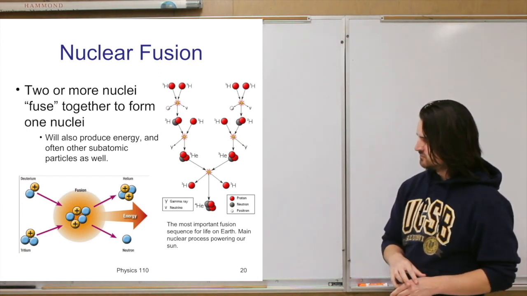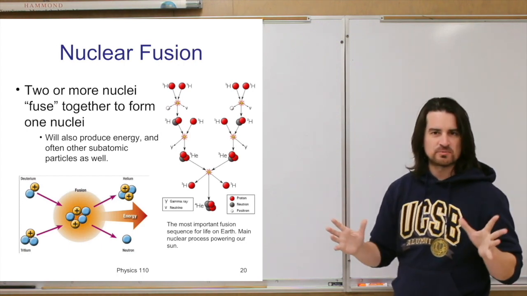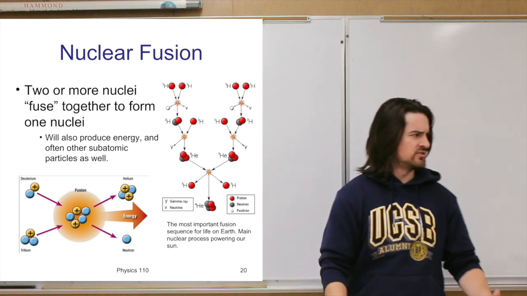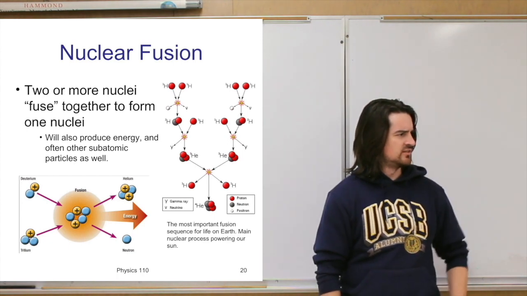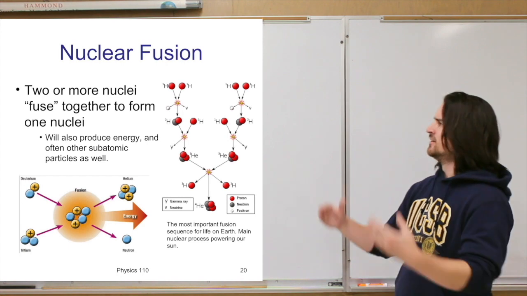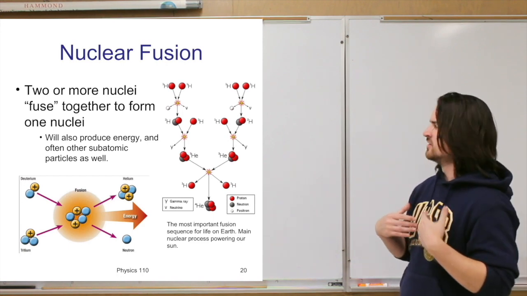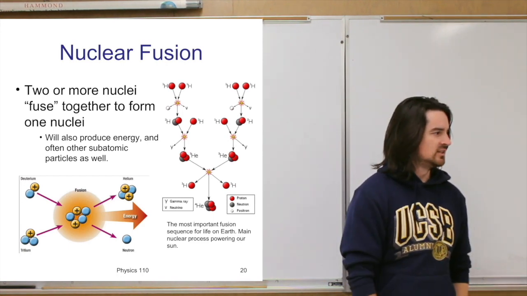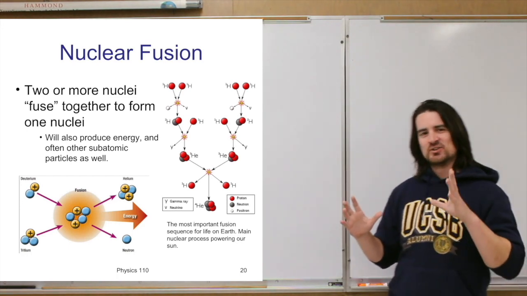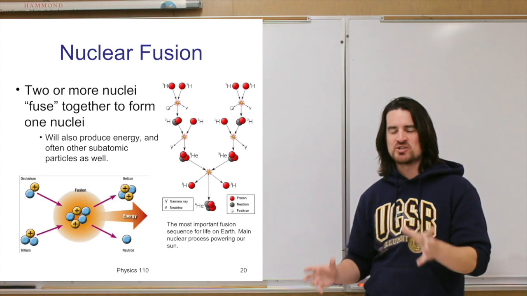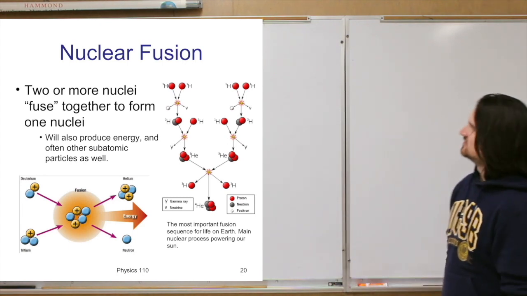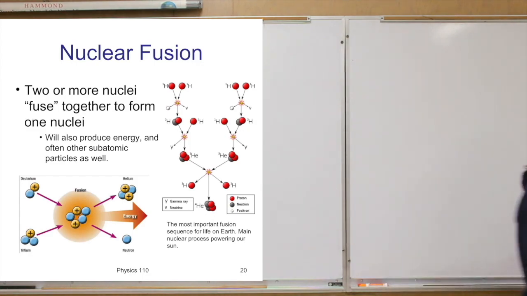So fusion is an essential process for life to exist on Earth. Most life, I guess, though there are deep sea vents where there's life that doesn't really rely on the sun. But for us, and for most life on Earth, we need this process. And now that I've said that, those vents in the deep ocean actually also rely on nuclear processes too, so yeah, we don't really have time to talk about that.